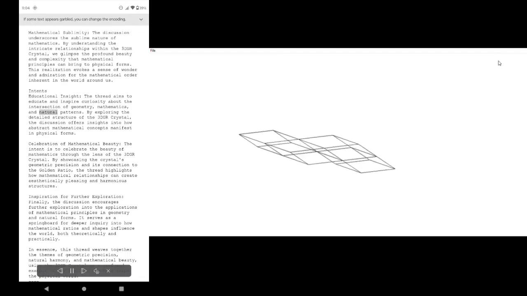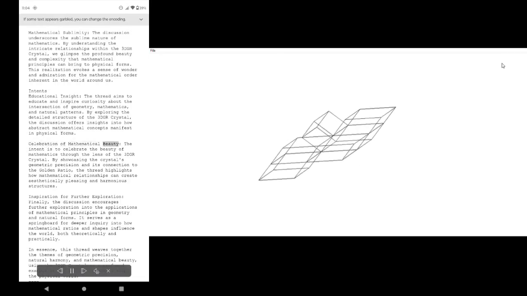Educational insight. The thread aims to educate and inspire curiosity about the intersection of geometry, mathematics, and natural patterns. By exploring the detailed structure of the 3D GR crystal, the discussion offers insights into how abstract mathematical concepts manifest in physical forms.